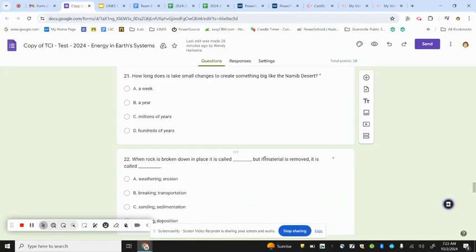Number 21, how long does it take small changes to create something big like the Namib Desert? A, a week. B, a year. C, millions of years. D, hundreds of years.